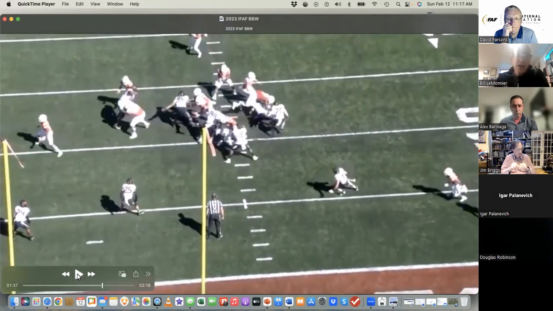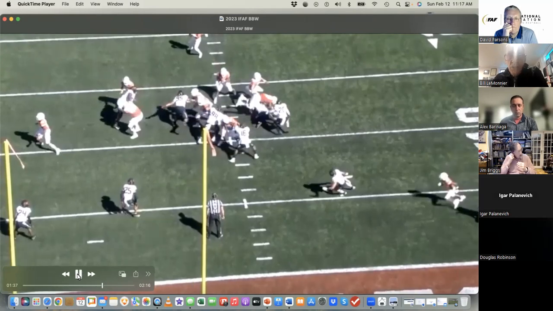And number 9 comes across and he's not going after the ball carrier. He's going after the blocker. So he's taking the blocker out of the play. That's not a legitimate attempt to go after the runner.